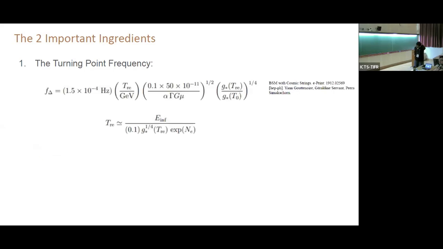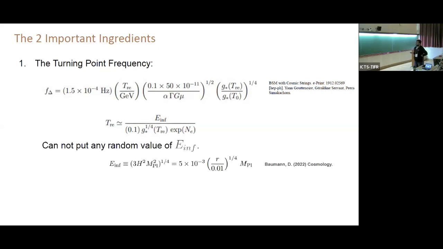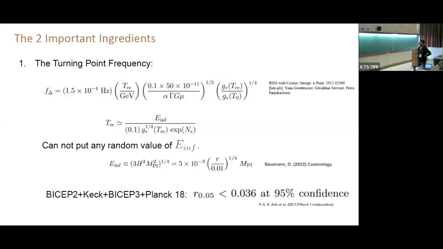So for now, trust me and take this equation for the turning point frequency. An important point is that the turning point frequency depends on something called T_RE, which is the re-entry temperature. It will become clear in a moment what it means. The re-entry temperature depends on the energy scale of inflation. But the energy scale of inflation cannot take any random value because it depends on the tensor-to-scalar ratio r, which is constrained to be less than 0.036.